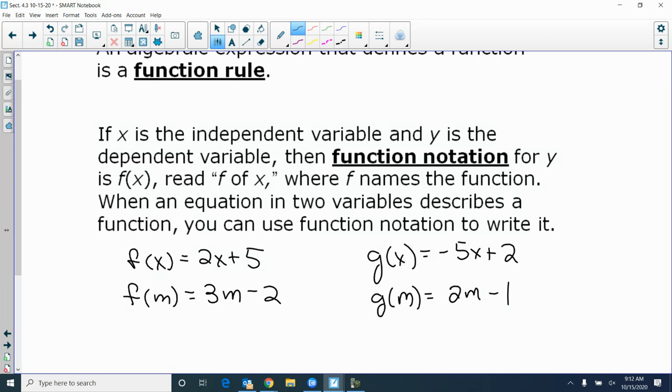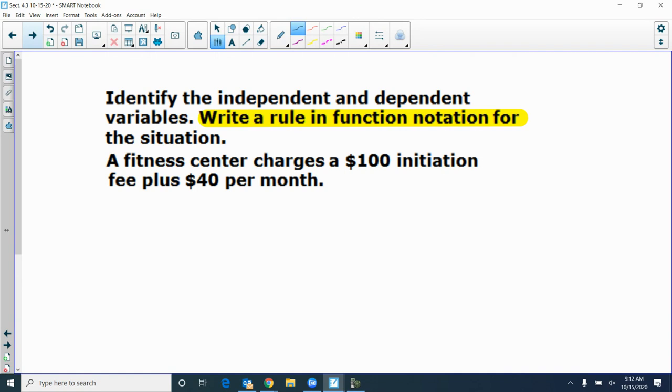What does g stand for? Well, we just use different letters. It's still a function, but sometimes we're talking about more than one function, so I don't want to use the same letter. f of x is one and g of x is another. All right, on the back, we're just going to do this last one here, and we'll finish the rest tomorrow.